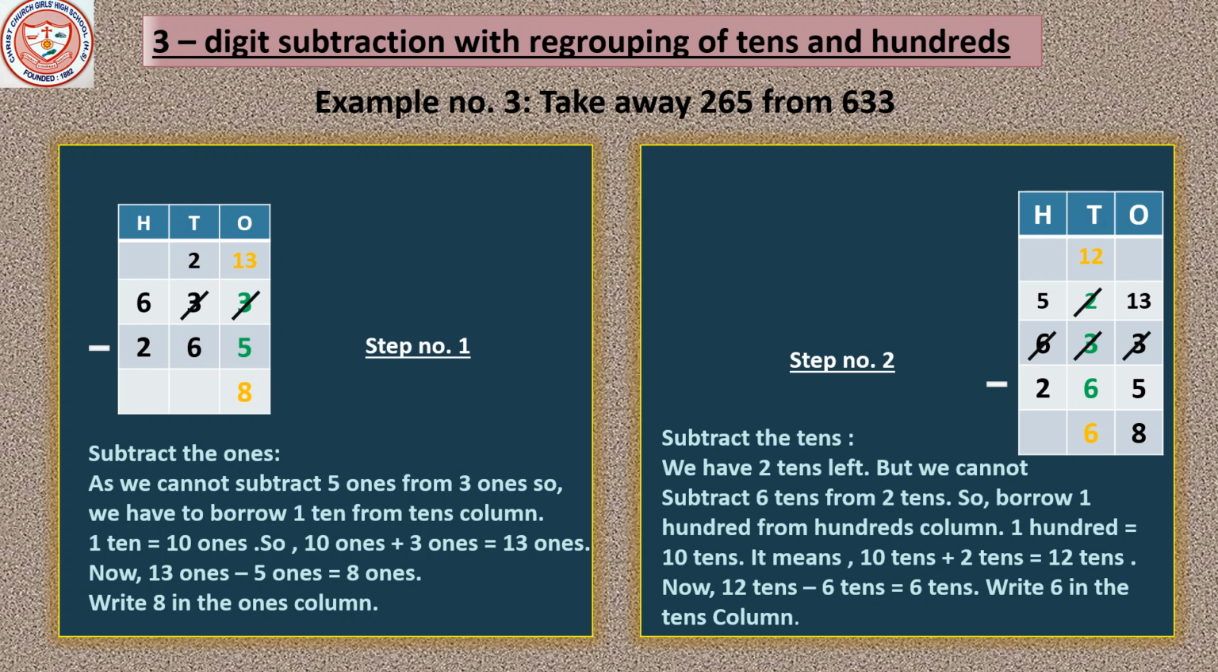For that, we have to borrow 100 from the hundreds column. And after borrowing 100 from the hundreds column, 2 tens become 10 tens plus 2 tens, which is equal to 12 tens. We know that 100 means 10 tens. Now, it is possible to subtract 6 tens from 12 tens. So, 12 tens minus 6 tens is equal to 6 tens. Write 6 in the tens column.